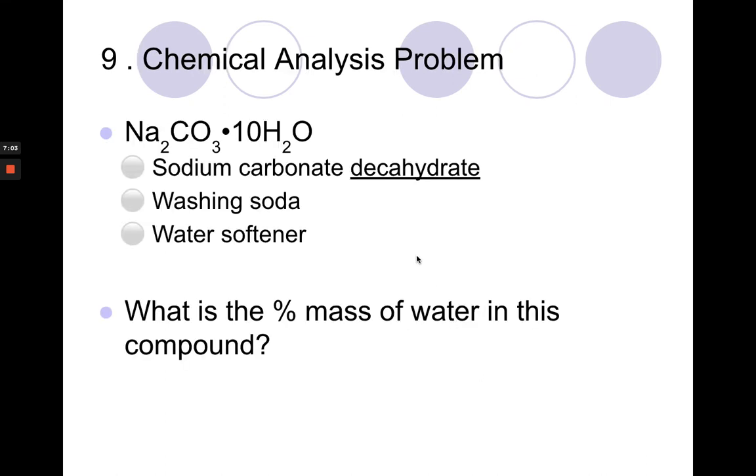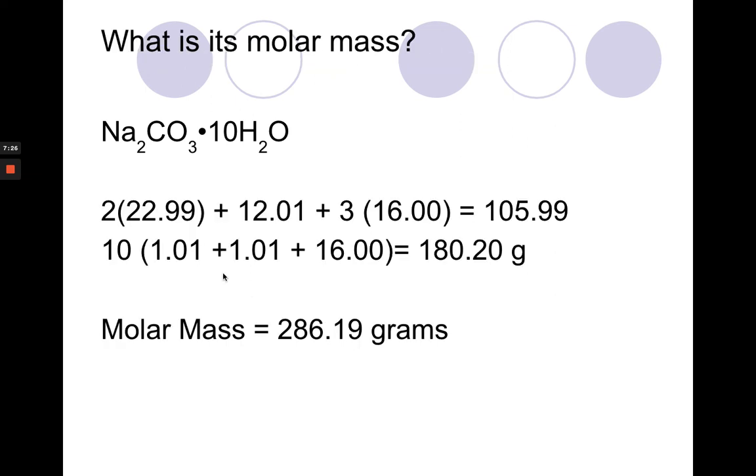Let's try one more. Here's another chemical analysis problem, looking at sodium carbonate decahydrate. It's known as washing soda, which is a water softener that sometimes people put in their wash. We want to find the percent mass of water in this compound. You may want to pause the video, see if you can figure it out, and then I'm going to show you the solution. So first of all, we have to do the molar mass.